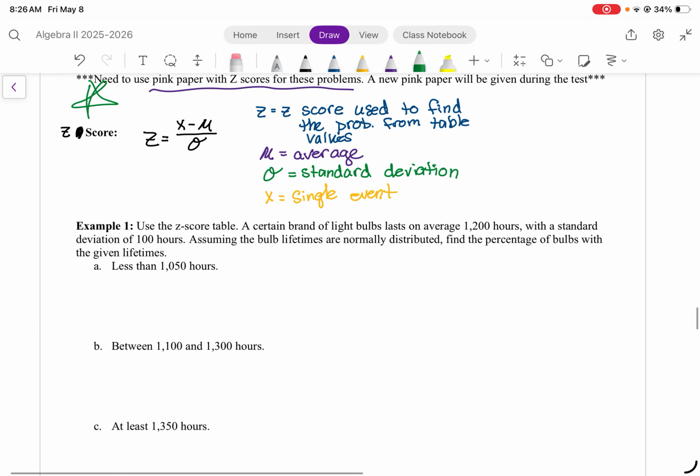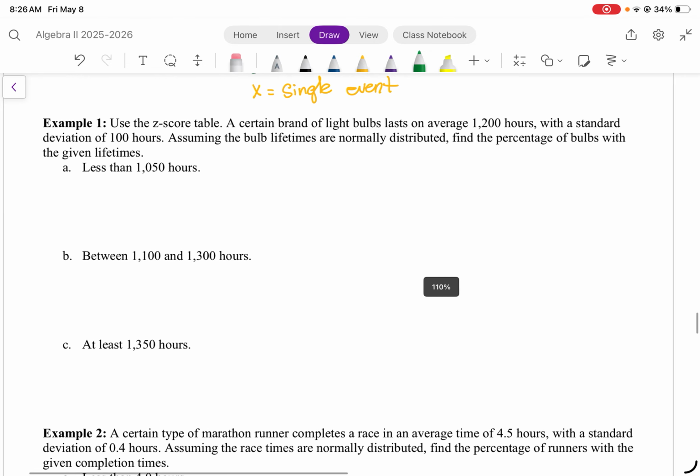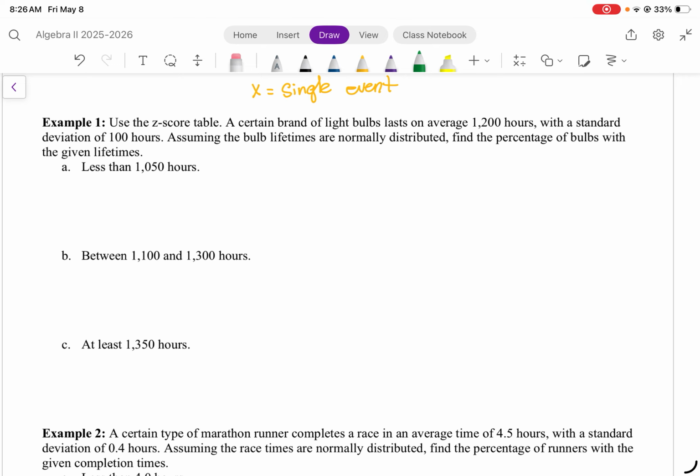All right, so our first example, we're going to use the z-score table to help us with this, and it's telling us a certain brand of light bulbs lasts on average 1,200 hours with a standard deviation of 100 hours. Assuming the bulb lifetimes are normally distributed, find the percentage of bulbs with the given lifetimes.